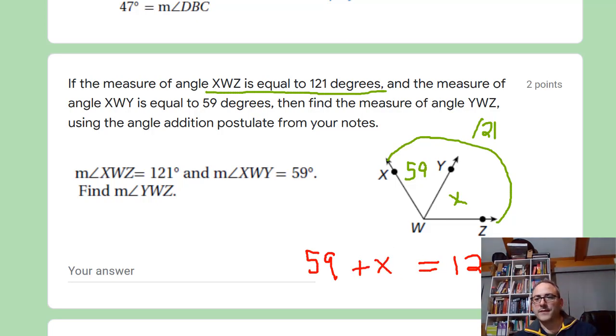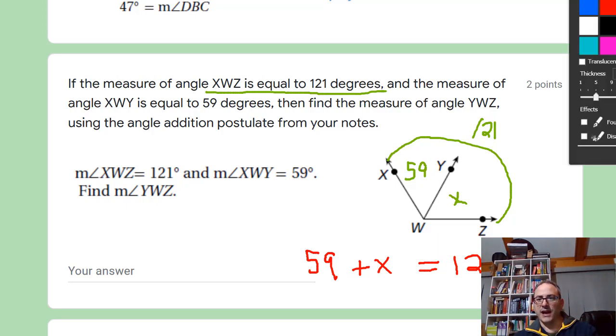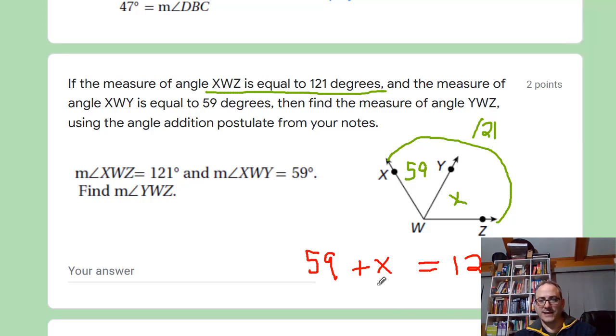59 plus whatever x is, plus x, will equal 121. So my next step is to subtract the 59 so I get x by itself. That will tell me what x is. If I want to know x, I've got to get x by itself. So minus 59, minus 59. Remember, this cancels. 59 minus 59 becomes something I can ignore.